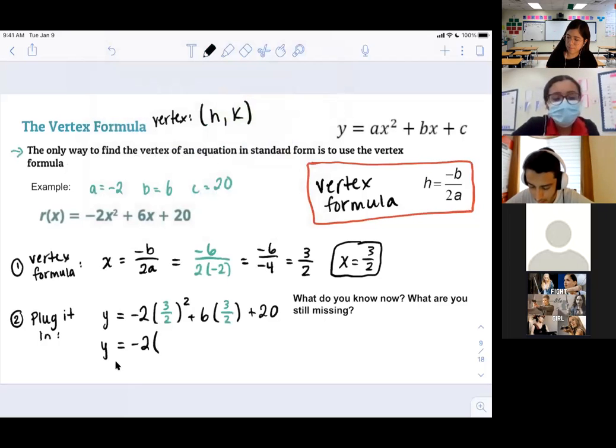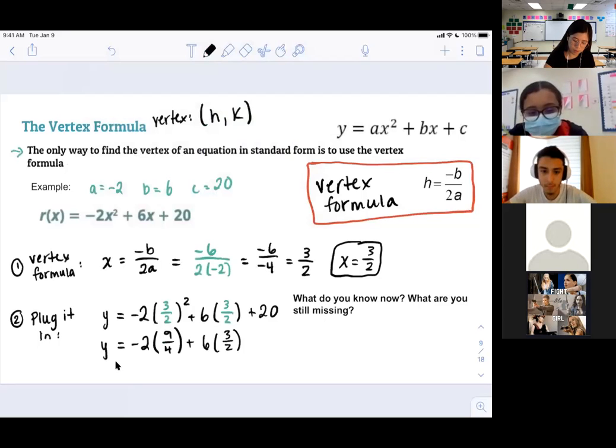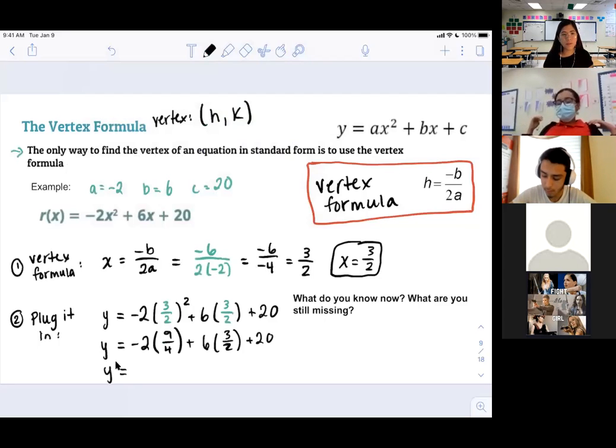Can I use my calculator? Oh, you do not need your calculator. 3 to the power of 2. 9. 9 over 4. Good, 9 over 4. Okay. Now I can multiply. -2 times 9 over 4.